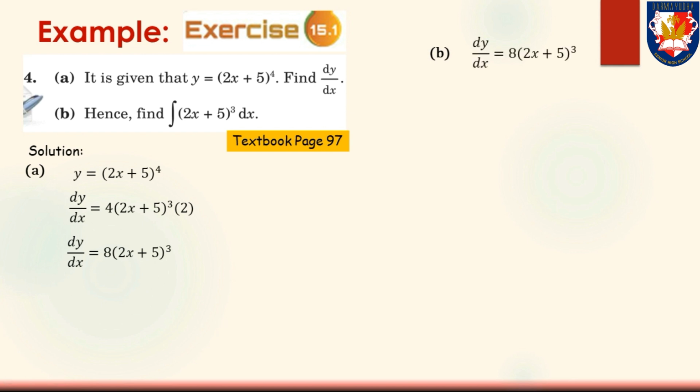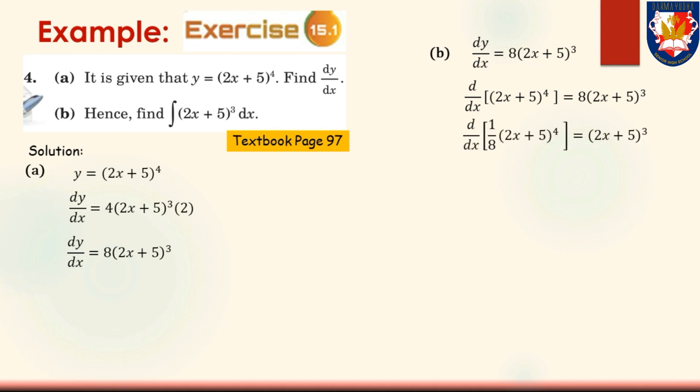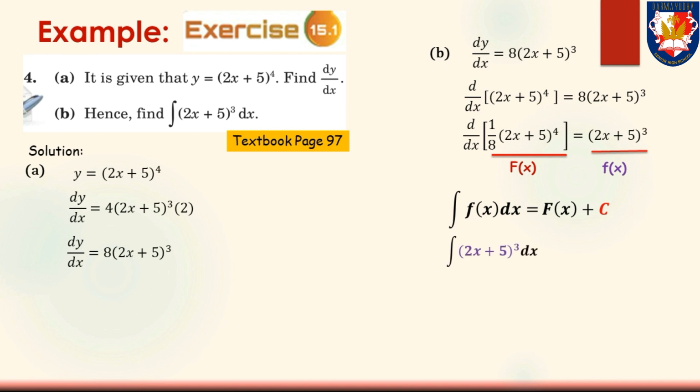From the previous work, we have dy/dx equals 8 times (2x plus 5) cubed. Or, the first derivative of (2x plus 5) to the power of 4 equals 8 times (2x plus 5) cubed. Dividing both sides by 8 and by the constant multiple rule, we have the first derivative of 1/8 times (2x plus 5) to the power of 4 equals (2x plus 5) cubed. So now this is the capital F and this is the small f. Now by the definition, the integral of small f dx equals capital F plus c. Substituting the values of capital F and small f, we have the integral of (2x plus 5) cubed dx equals 1/8 times (2x plus 5) to the power of 4 plus c. It's probably difficult using the definition.